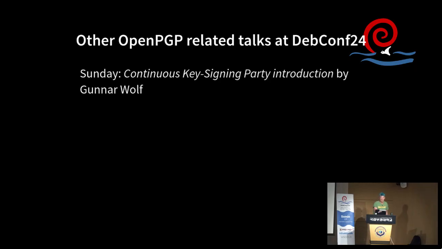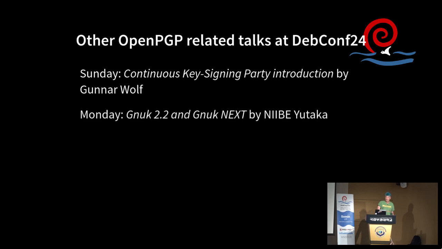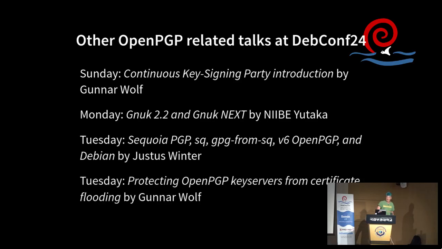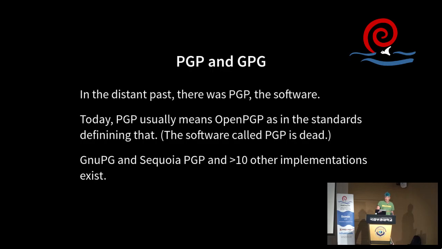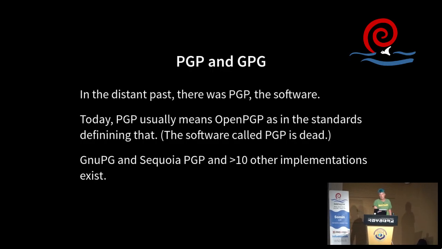So there are other OpenPGP related talks at DebConf: the continuous keyring party by Gunnar Wolf, which was a nice introduction, I think; Nibe-san's talk about the hardware token; Justus' talk about Sequoia; and later another about key servers from Gunnar Wolf again. In the distant past, there was PGP, the software. Today, PGP mostly means OpenPGP as the standard. The software is mostly dead. It still exists, but... Besides gpg/gnupg and Sequoia PGP, there are about 10 other implementations in various languages.